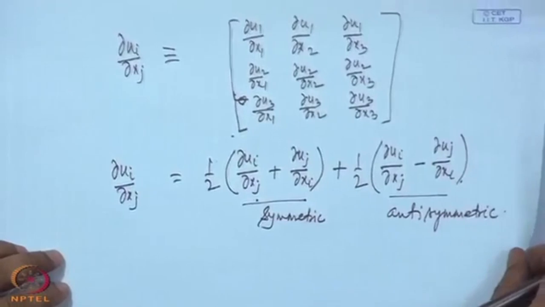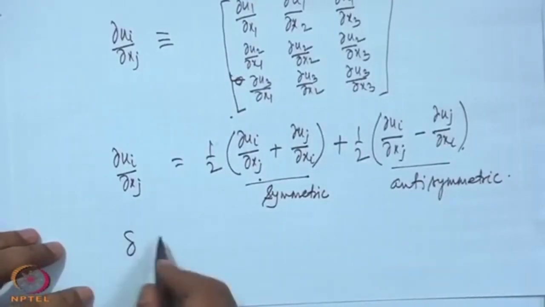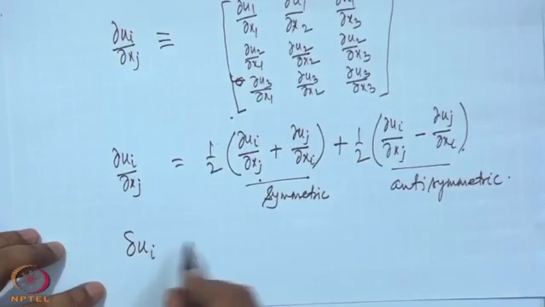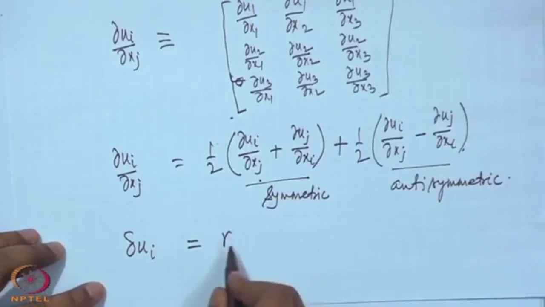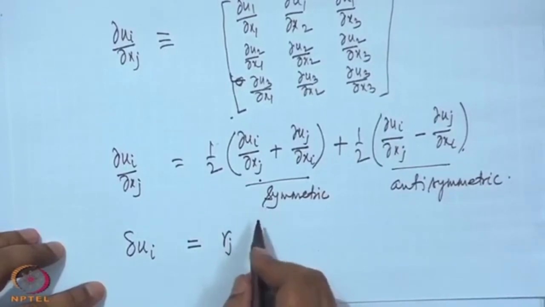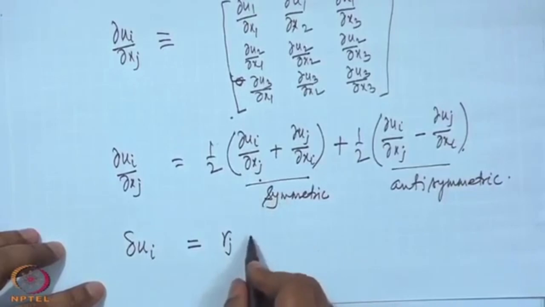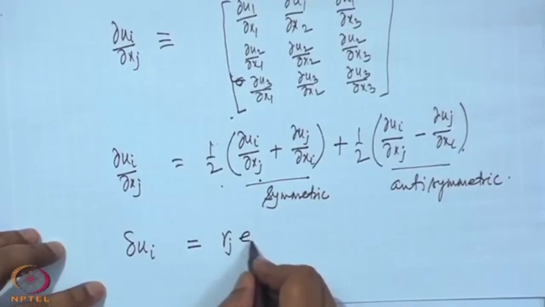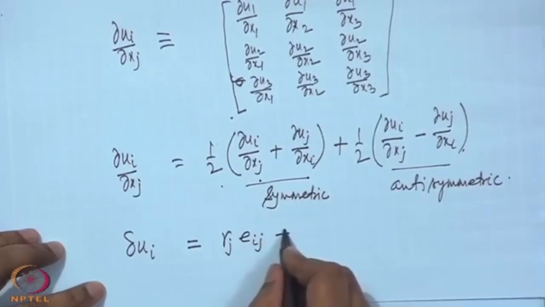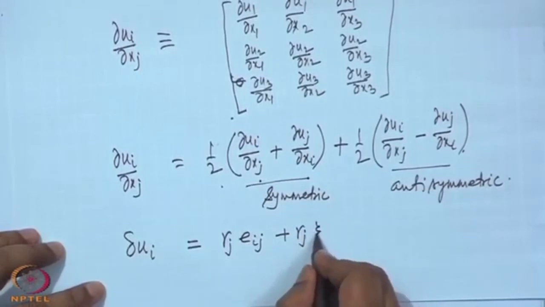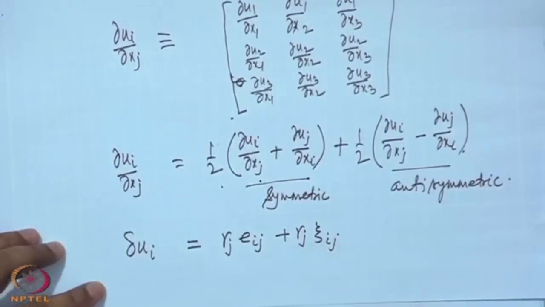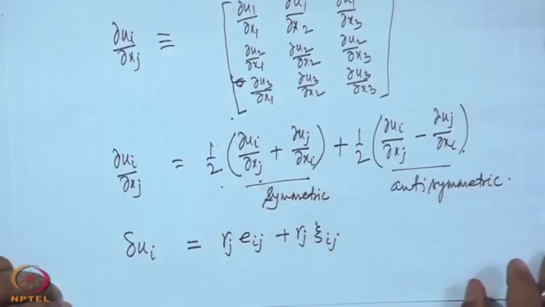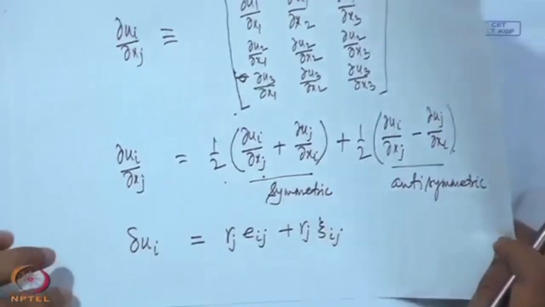That expression for the difference in velocity, delta u i, can be written as r_j E_ij plus r_j xi_ij, where the symmetric part we are calling E_ij and the antisymmetric part we are calling xi_ij.